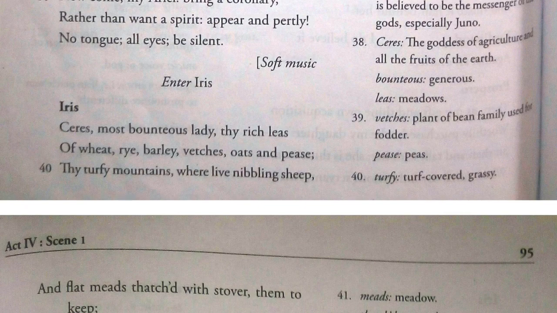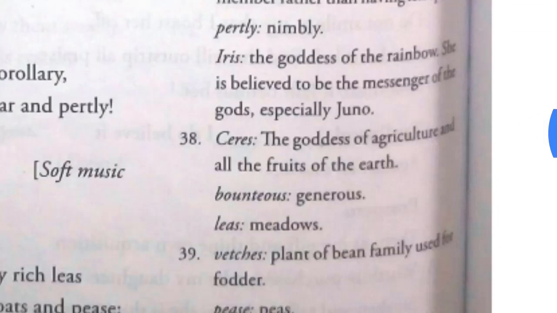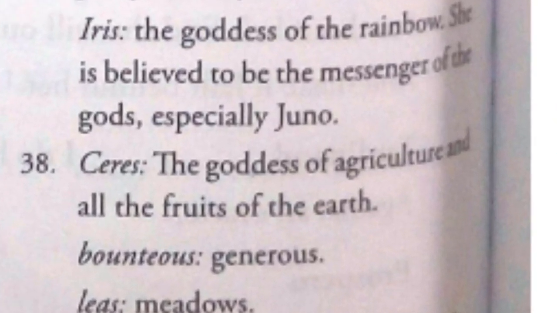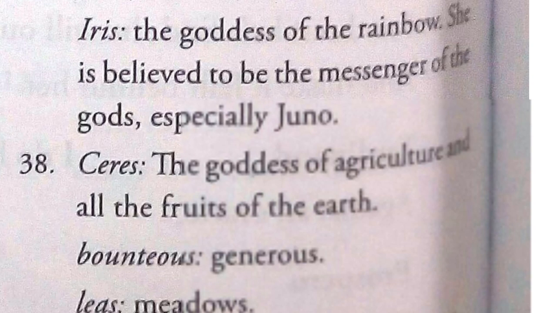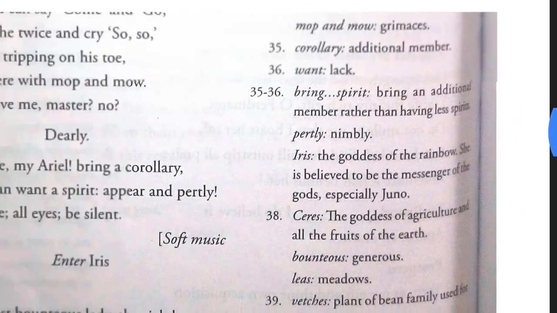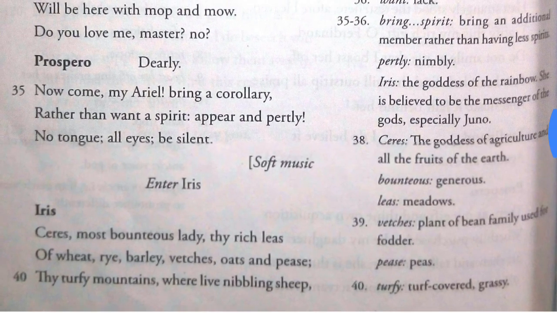Iris. Now who is Iris? Now here there is a reference. The goddess of the rainbow. She is believed to be the messenger of the gods, especially Juno. Now I told you this is the mask of Juno, and this particular goddess is a lesser goddess. Actually, she is the goddess of the rainbow, and she is also the messenger of the gods, especially Juno. So Iris is the first one to appear, and Iris comes and starts calling Ceres.